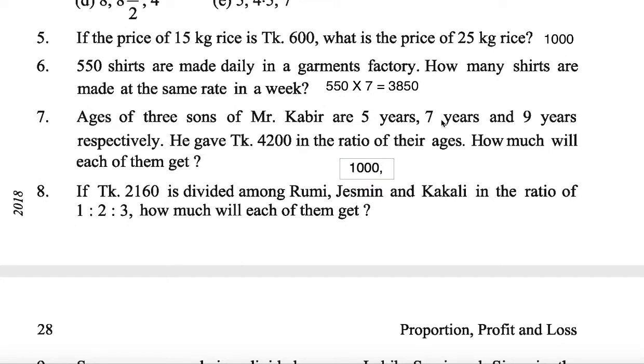Second guy, the 7 years guy, 200 into 7, 1400. Third guy, you can subtract these two from the total. If you do that, 2400. If you remove 2400 from 4200, 1800 will be the answer. Or you can also proceed in the same way. 9 by 21, 200 into 9, that is 1800. Okay, so this is the answer.